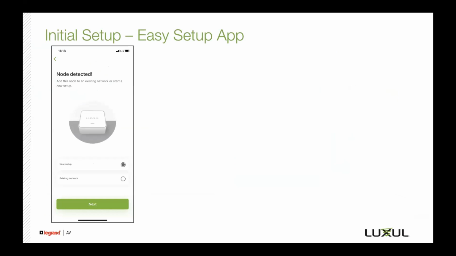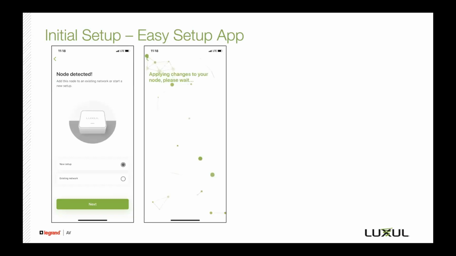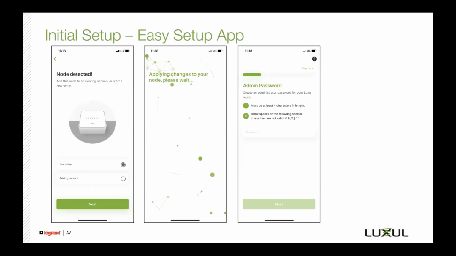And then when it's detected, it asks you a question. Is this a new setup or an existing setup? Well, for this, we're going to do a new setup. So we hit next, it applies those changes, and then of course, the first thing it asks you is to change the admin password. Thanks to our lovely legislative friends in California and a couple of other states, we cannot leave it default as admin anymore. So it does prompt you to change the admin password right up front.